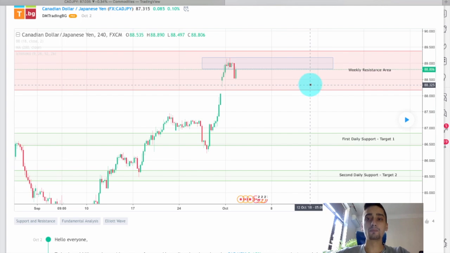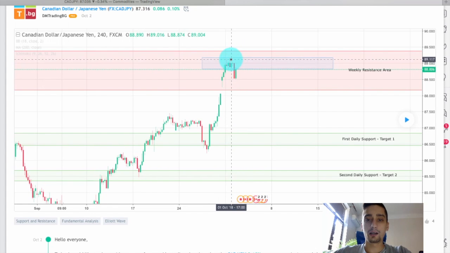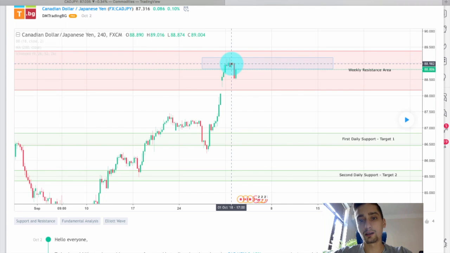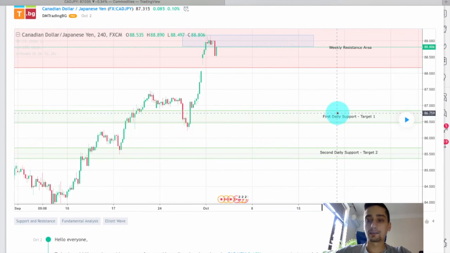After the price reached this weekly resistance area, I was expecting a new downtrend to be formed. Another thing here was this small consolidation the price entered inside of this weekly resistance area. That was a signal that currently the traders are waiting for something and waiting to decide where the price will go next.